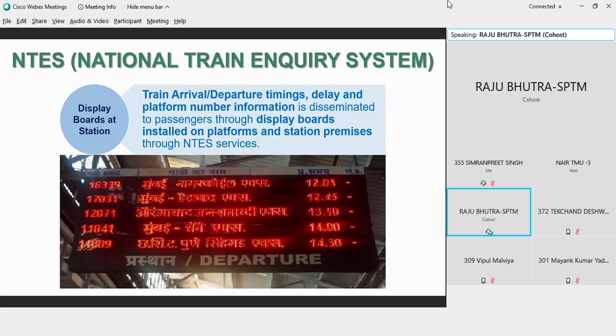This is a display board which is showing all these trains. Their names are also shown and their departure timings.